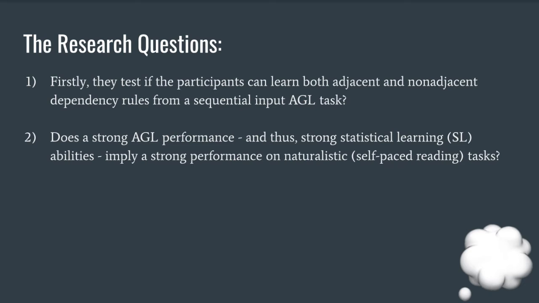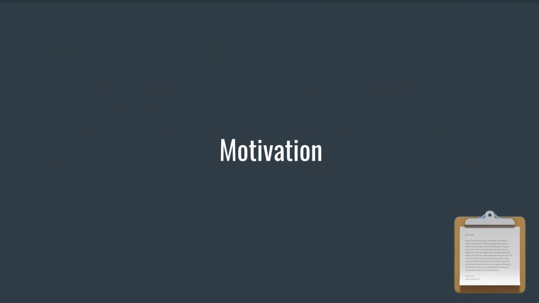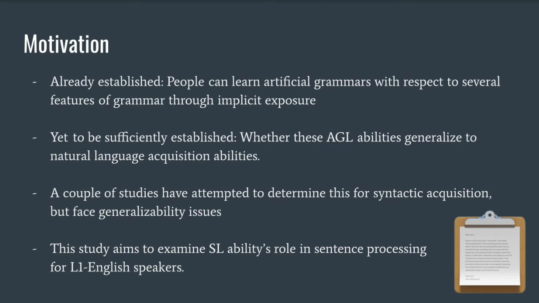It was already established that people can learn artificial grammars, but whether these AGL abilities correlate with natural language acquisition was not sufficiently established. A couple of studies have shown SL abilities' relationship with online sentence processing. However, methodological issues diminish their generalizability. Thus, the aim of this study was to examine SL abilities' role in L1 English sentence processing.